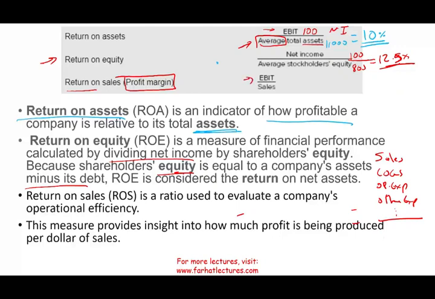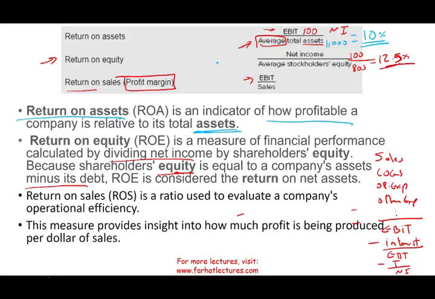Let's not deduct interest and taxes. Then you get to EBIT. Then after EBIT, you deduct your interest. From that, you will get your earnings before taxes. Then you compute your taxes to get to your net income.